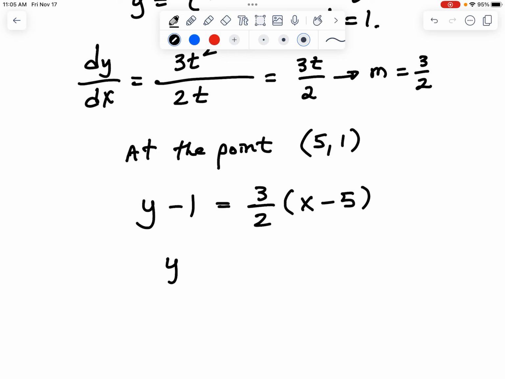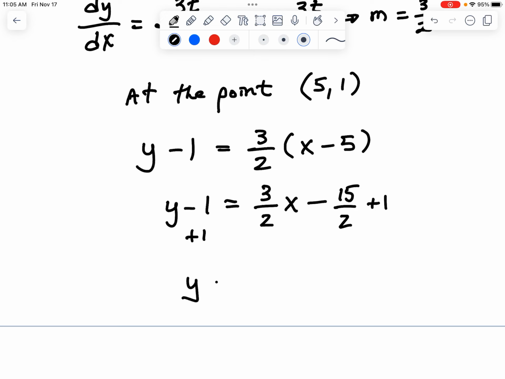So y minus the y value equals 3/2, and then x minus the x value. And what's that going to equal? So y minus 1 equals 3/2 x minus 3 times 5, that's going to be 15 halves. And then just add 1 to both sides. So y equals 3 halves x minus 13 halves.